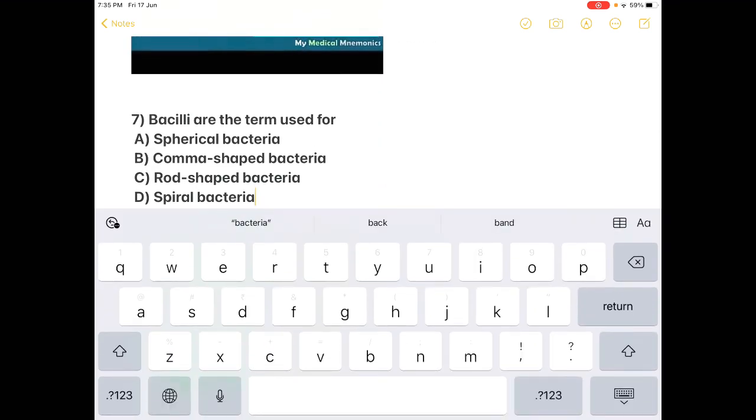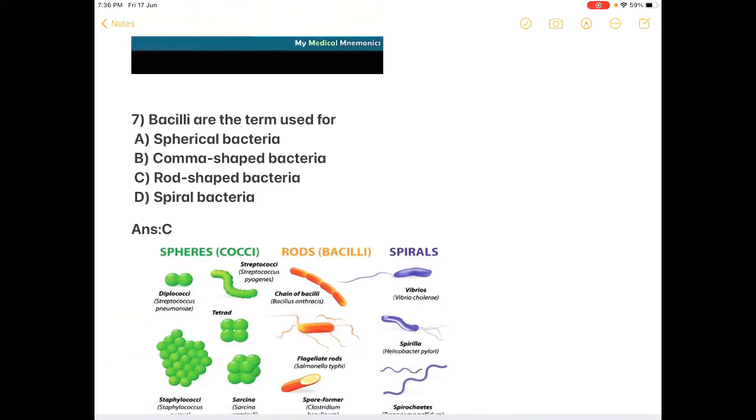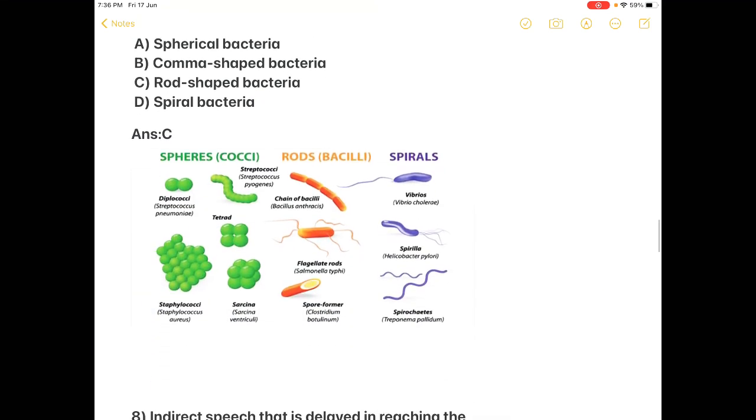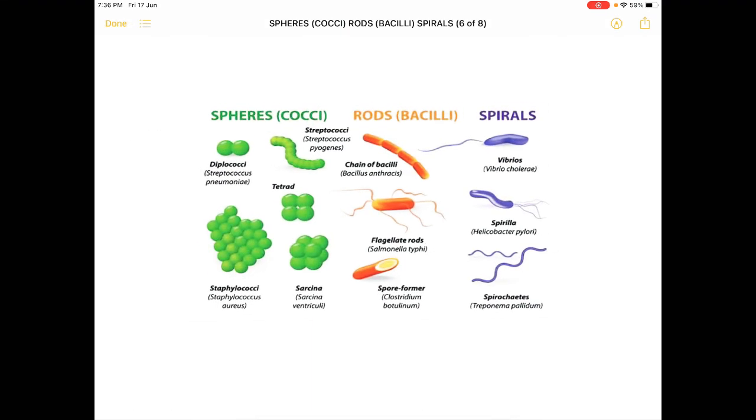Next, bacilli is a term used for: A, spherical bacteria; B, comma shape; C, rod shape; D, spiral bacteria. Spherical, comma shape like Vibrio cholerae, and bacilli are rod. So the correct answer here is C. Cocci are spherical, and bacilli are rod shape, as we can see here.